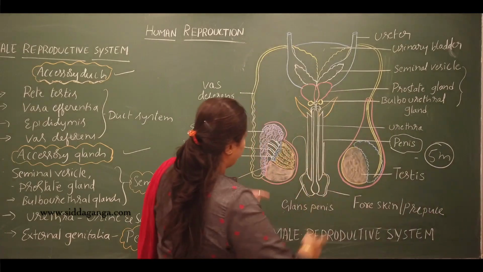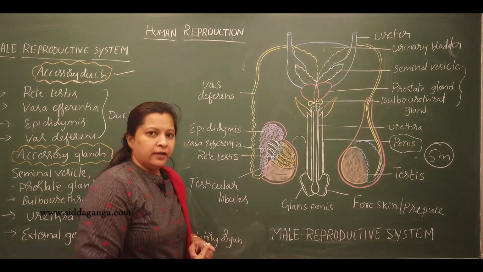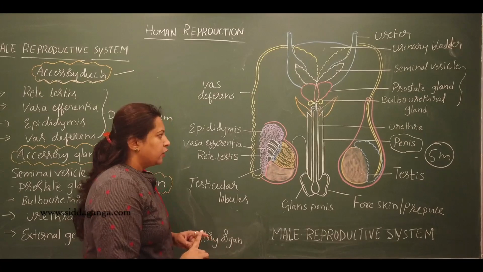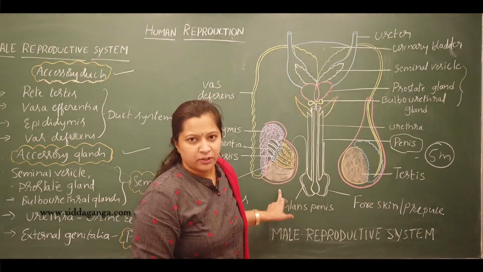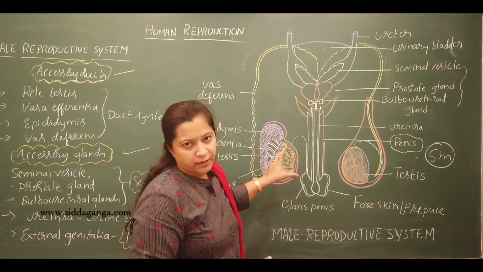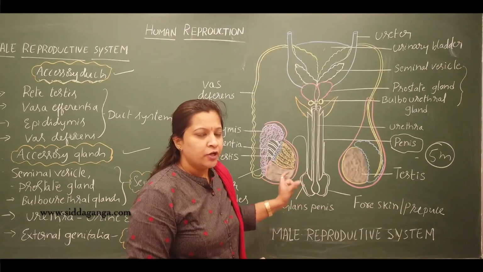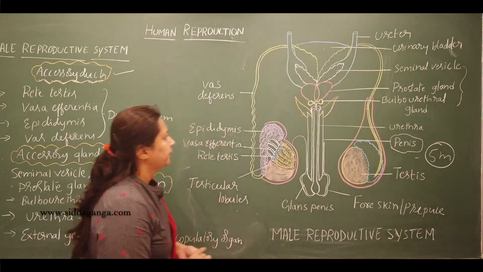Okay, so this is the diagram of the male reproductive system. Practice the diagram and learn it, because this diagram is very important. It is clearly given in your NCERT book. You go through it and learn.